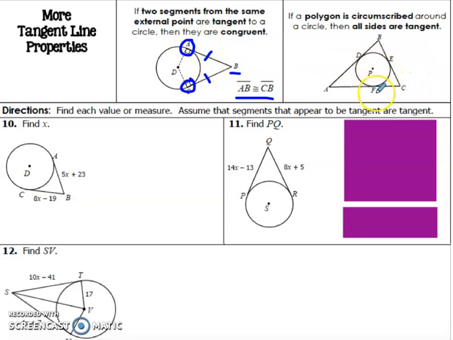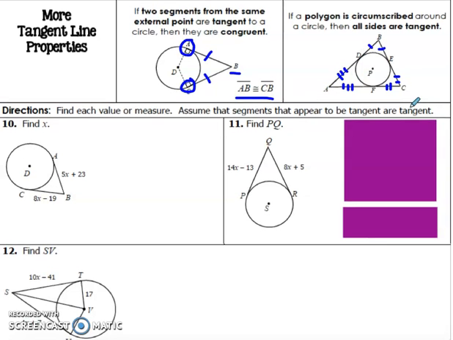Something else that happens is if you do that 3 times. So for example, I've got a birthday hat here, I have a birthday hat here, and I have a birthday hat here. So if a polygon is circumscribed around a circle, then all of these sides are tangent. And if they're tangent, I know this piece is equal to this piece, and this piece is equal to this piece, and this piece is equal to this piece. Okay? So lots of congruent things.